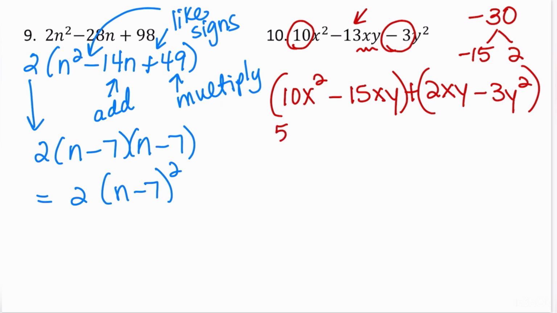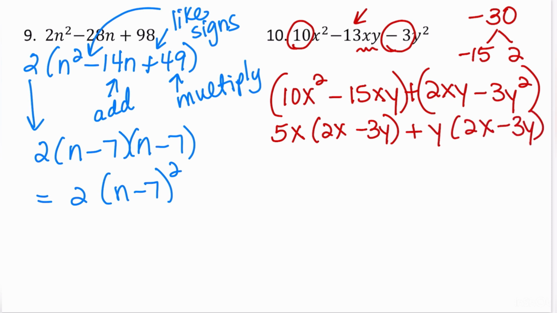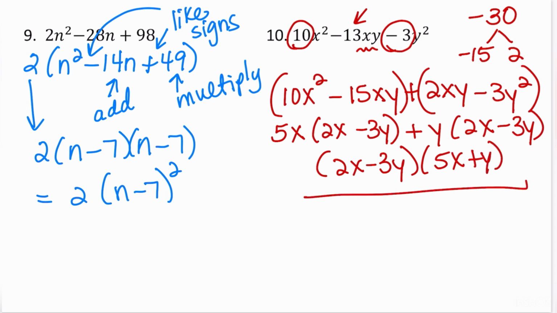They're both divisible by 5, and they both have an x in common. I'm left with 2x minus 3y. In the second one, they both have a y in common, so I take it out, and I'm left with 2x minus 3y. Now they both have a 2x minus 3y in common times 5x plus y. And here we go. Here is our final answer.